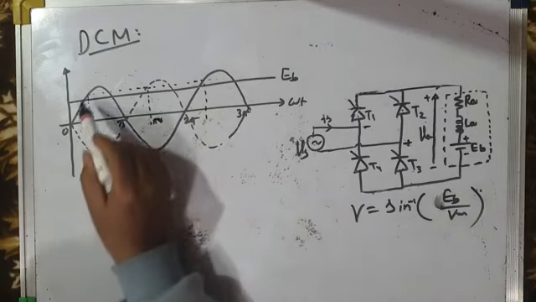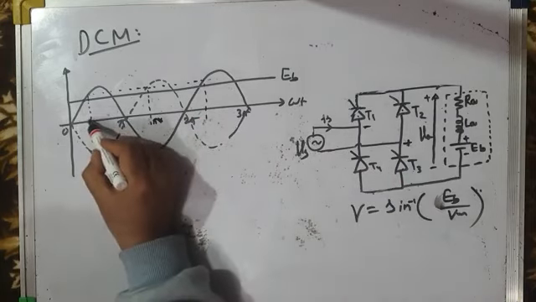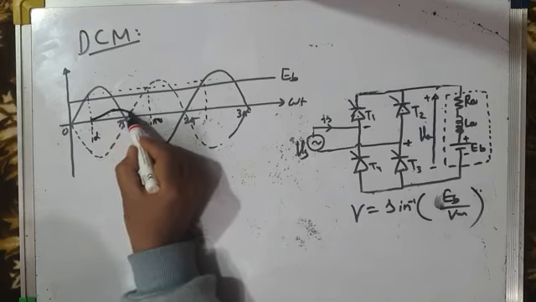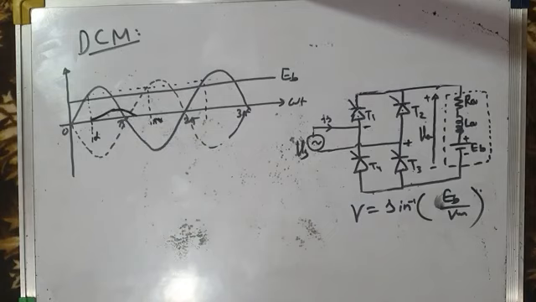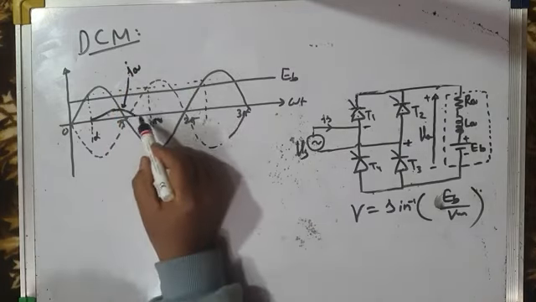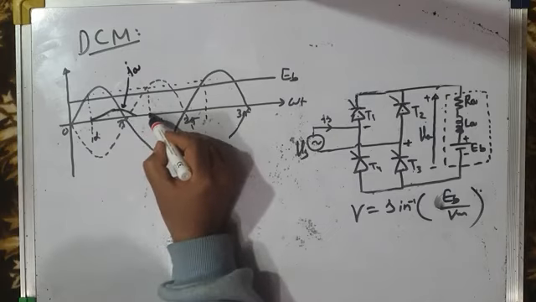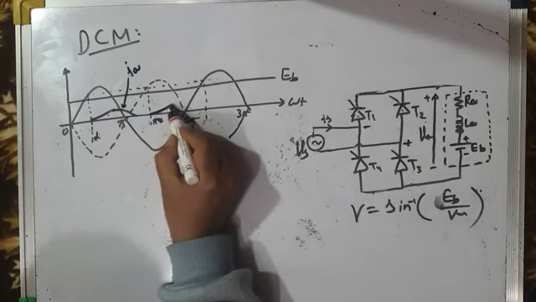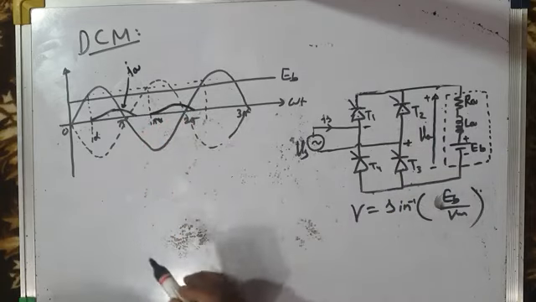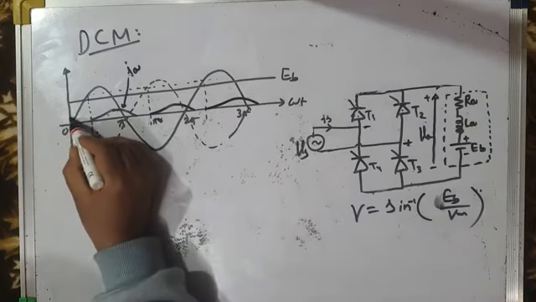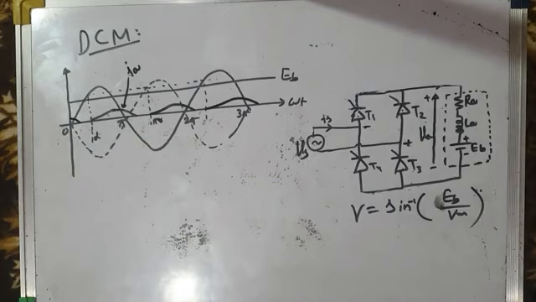So the pair of thyristors T1 and T3 is fired here. Current will increase, reach a peak value somewhere, and then decrease and become zero. We are assuming discontinuous conduction mode of operation, so the current has to become zero. Then there is no current. Then again the other pair of devices T2, T4 is fired here, and current again rises, becomes maximum somewhere here, then falls, becomes zero, and then it repeats. So this is the nature of the armature current.